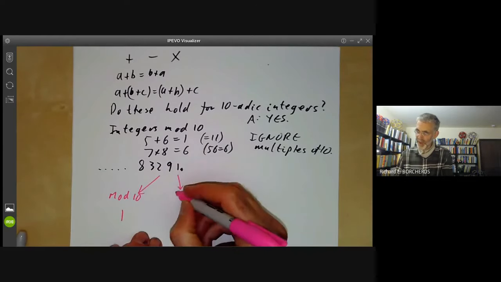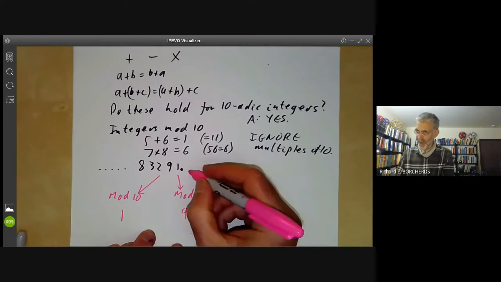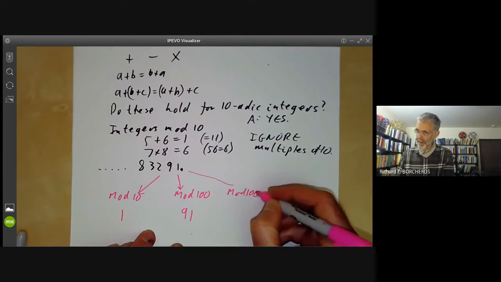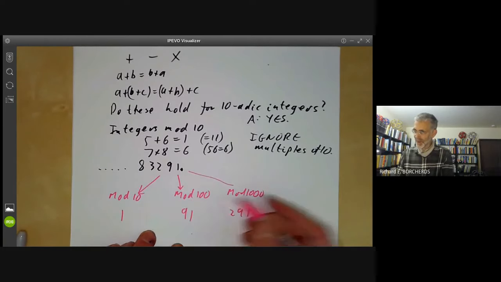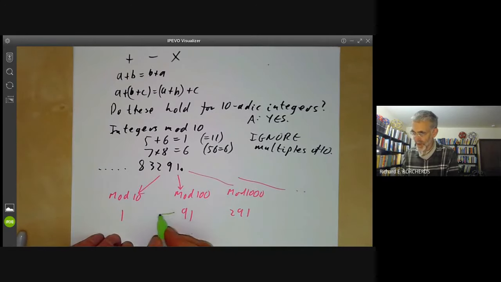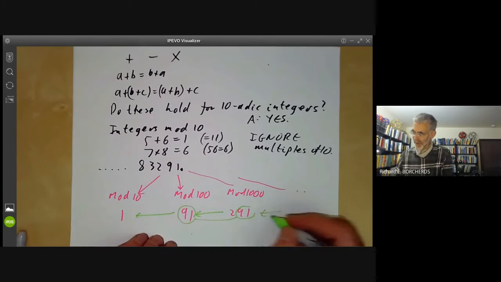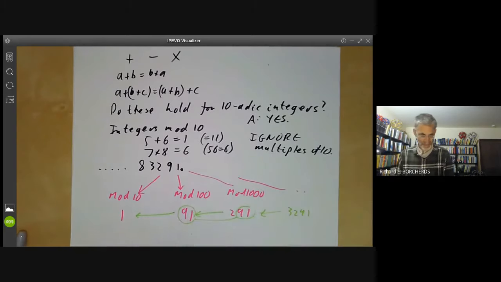We can also take it modulo 100. And it's obvious what it is modulo 100. It's just 91 modulo 100. And we can take it modulo 1,000. And we get 291. And I think you're getting the idea. We can just sort of continue taking it modulo any power of 10. So we've got a number mod 10 and a number modulo 100 and a number modulo 1,000. And you notice these numbers are compatible, because we can go from 91 to 1 just by taking the last digit, and we can go from 291 to 91 because there's the 91 going to there and so on. And similarly, here we would get a 3291 and so on.